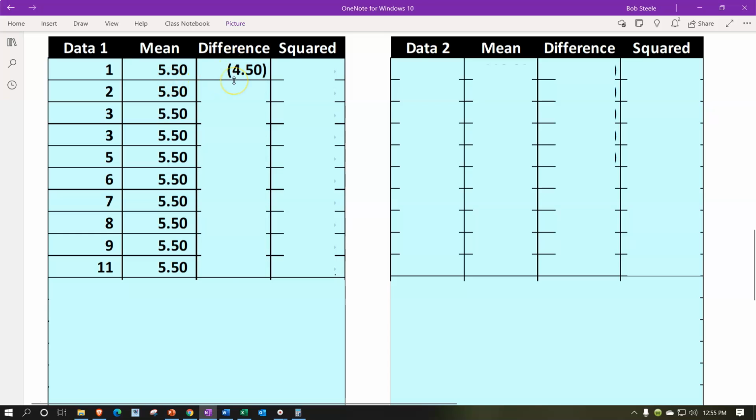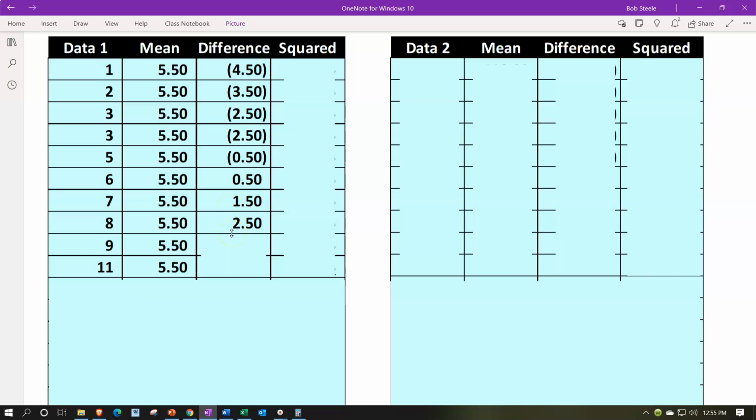So 1 minus 5.5 is negative 4.5. 2 minus 5.5 is negative 3.5. 3 minus 5.5 is negative 2.5. 3 minus 5.5, negative 2.5, 5 minus 5.5, negative 0.5, 6 minus 5.5, 0.5, 7 minus 5.5, 1.5, 8 minus 5.5, 2.5, and 9 minus 5.5, 3.5, 11 minus 5.5, 5.5.